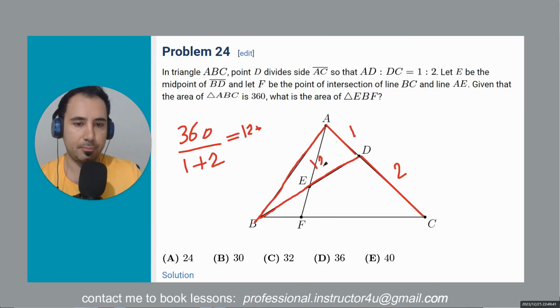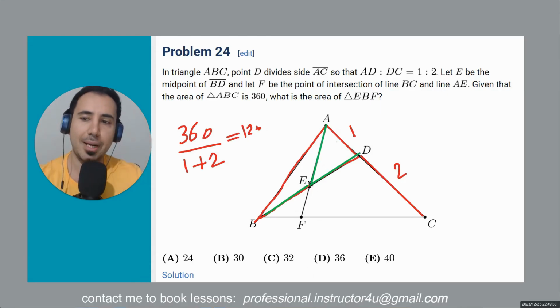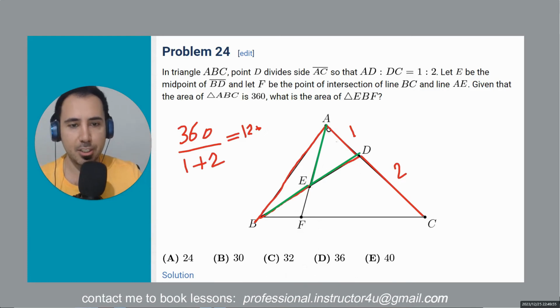And we also know that these two parts are equal. So this is the same as this. So this line cuts this 120 into 2 parts. So each of these smaller triangles, I'm going to make this one green. This one will be 60. And the other, I'm going to also make green. This green one will also be 60.